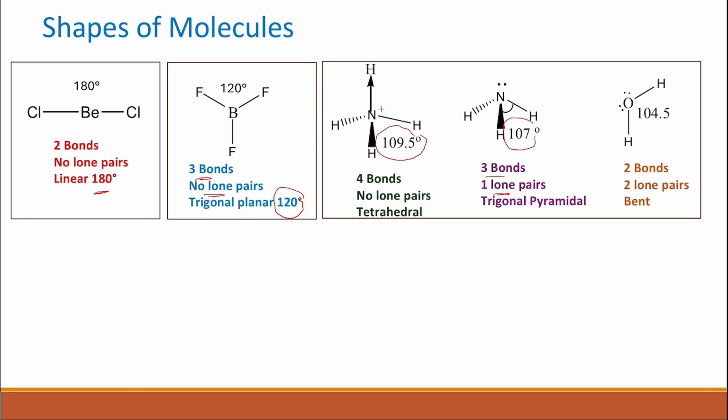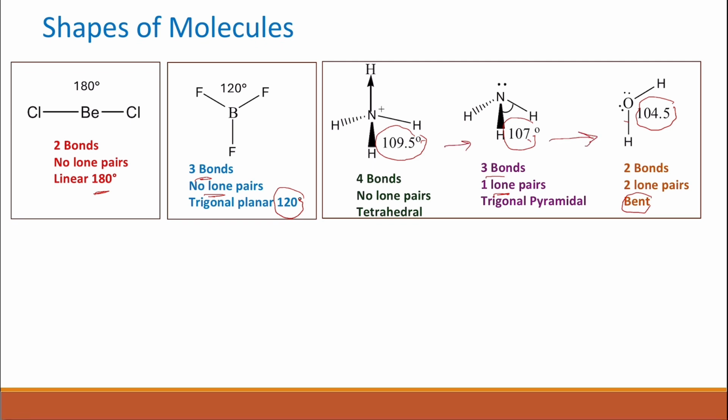If you have two bonds and two lone pairs, again in total there are four pairs of electrons, but two bonds and two lone pairs. The shape is called bent, or you can say V shape. The bond angle here is 104.5. Notice the difference in the bond angle between the three. The bond angle keeps decreasing as we go to the right, as the number of lone pairs increases.